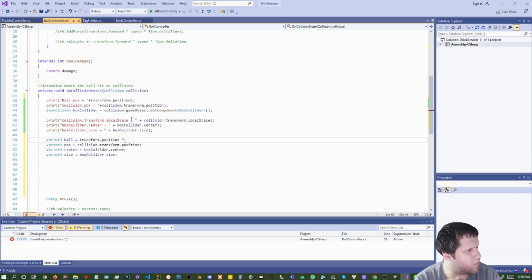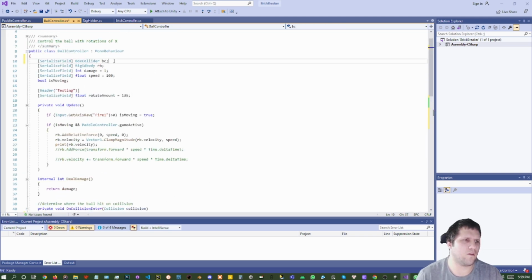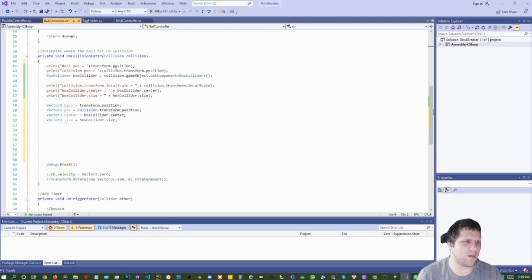Times 1 point scale? Whew, this is tough. What about the position plus the scale? No, not on the ball, because we want the very center of the ball. So then perhaps we can remove that. Okay.